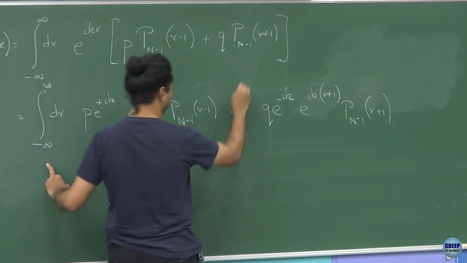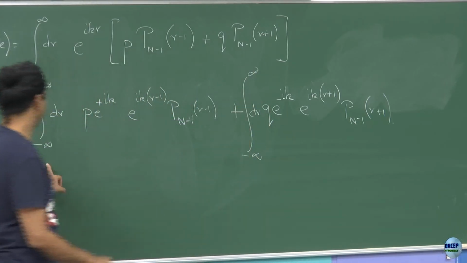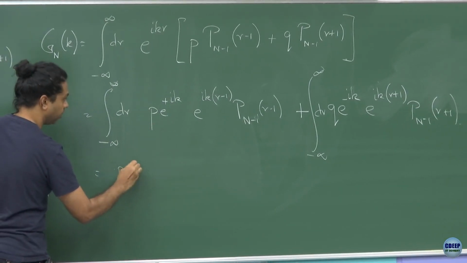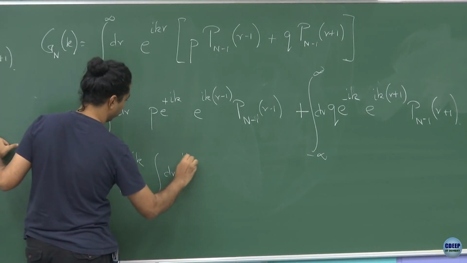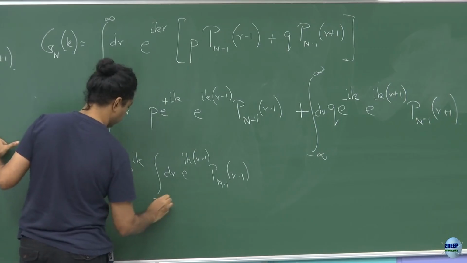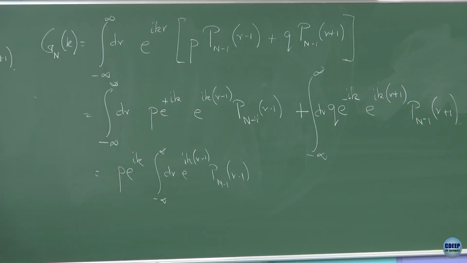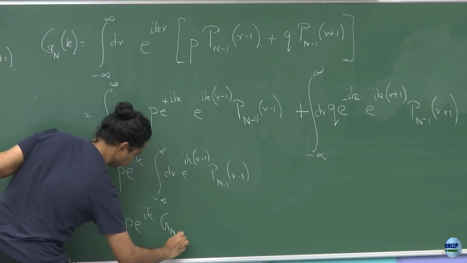Let me just separate out the integral. So, I do a dr over here, minus infinity to infinity. So, this term of course does not depend on r. So, I pull out the p e to the power of I k, and then I am left with this integral dr e to the power of I k r minus 1 p n minus 1 of r minus 1, minus infinity to infinity, for the first term. What is this? This is g n minus 1. So, this is p e to the power of I k g n minus 1 of k.